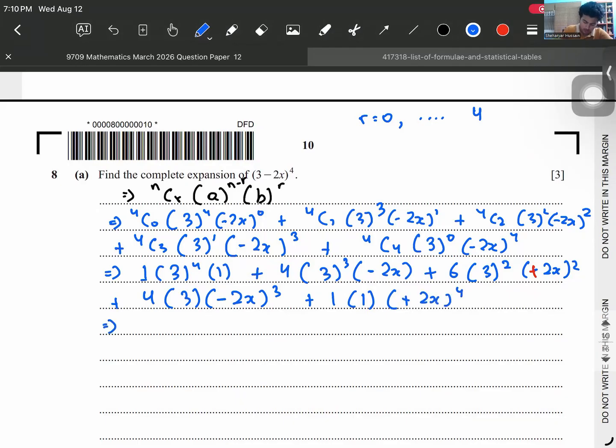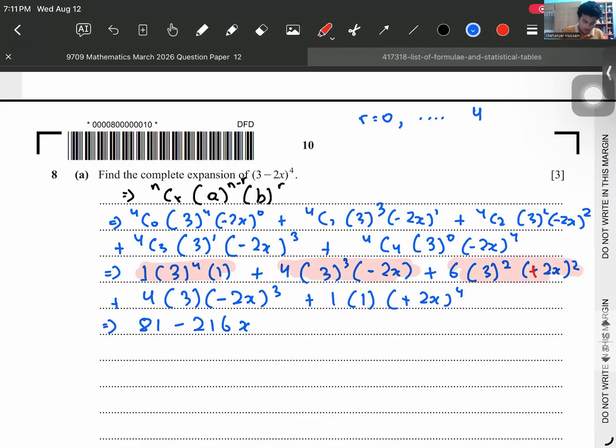Now let's simplify this. What is 3 to the power of 4? 3 to the power of 4 is 81, plus 4 into 3 cubed into negative 2. This turns out to be negative 216x. Okay, so we are done with this.